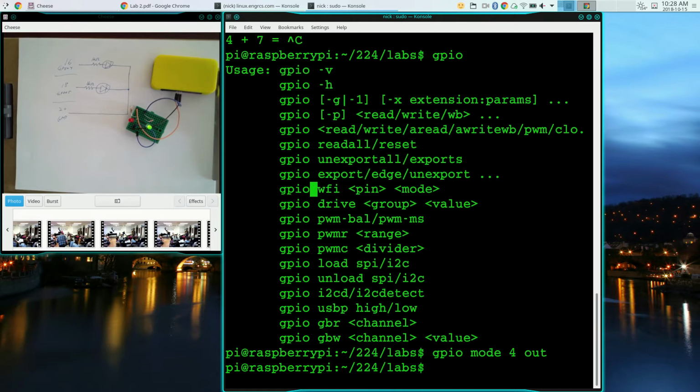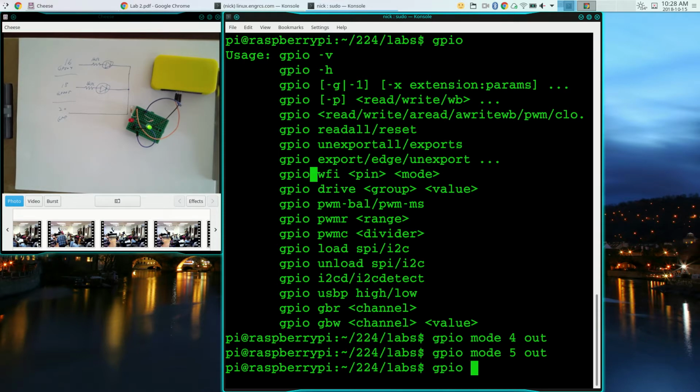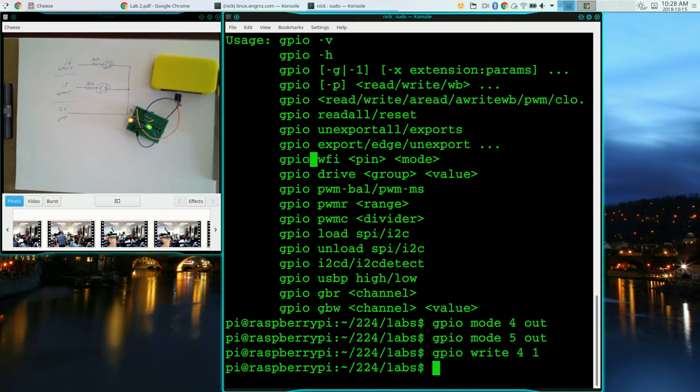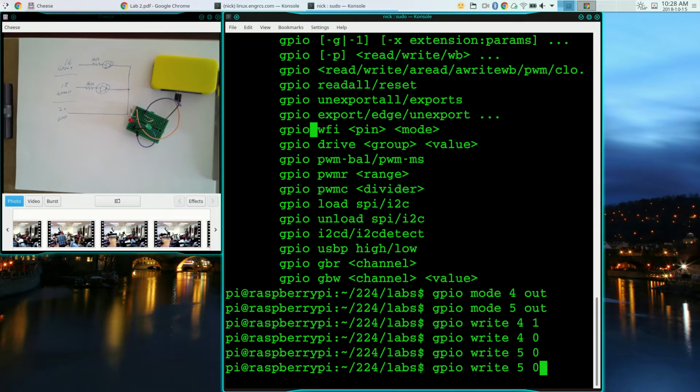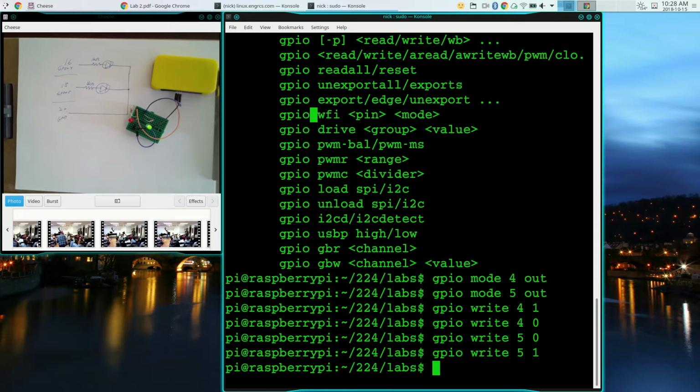So let's make 4 an output and make 5 an output. So if I write 4 as a 1, that turns that LED on. If I write 4 as a 0, it turns it off. 5 is already turned on. If I write a 0, it turns off. If I write a 1, it turns on. And that's all there is to controlling these. And these commands, you can put them inside shell scripts. They're just bash commands.